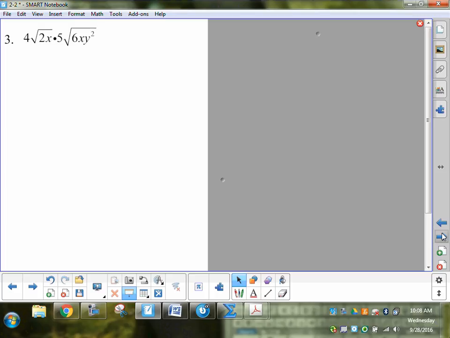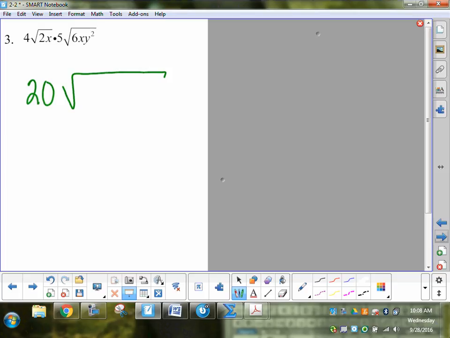Take a look at the first one up for number 3. You multiply your coefficients, multiply your radicands, simplify what's left. Looking at this, Nick, what would you have if you multiplied the coefficients together? So I have 20, and now I've got a square root. And what do I get when I multiply the radicands together? Marissa T? 12x squared y squared.